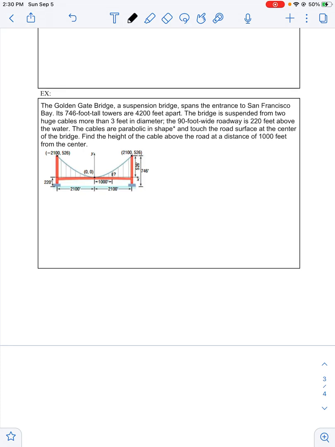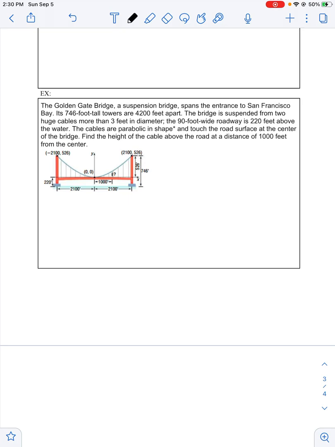Our last problem is the Golden Gate Bridge, a suspension bridge that spans the entrance to San Francisco Bay. Its 746-foot tall towers are 4,200 feet apart. The bridge is suspended from 2 huge cables more than 3 feet in diameter. The 90-foot wide roadway is 220 feet above the water. The cables are parabolic in shape and touch the road surface at the center of the bridge. Find the height of the cable above the road at a distance of 1,000 feet from the center.